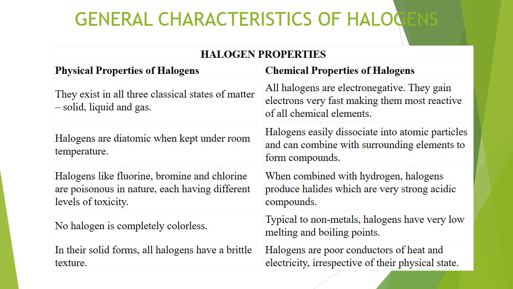Typical of non-metals, halogens have very low melting and boiling points. Halogens are poor conductors of heat and electricity irrespective of their physical state. These are all the physical and chemical properties of halogens.